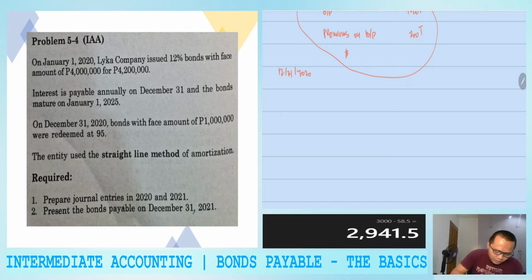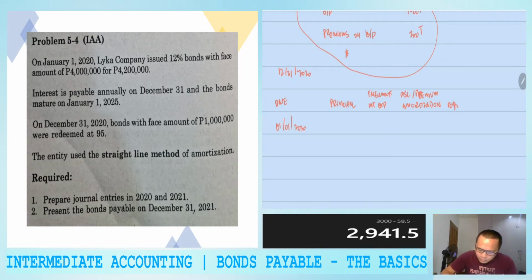Okay? So this is your date, 01, 2020. Ngayon, let's start with principal payment. Okay, that is principal payment. Interest expense based on face amount or nominal rate. Then this is our amortization. So either discount or premium. Okay, either discount or premium.